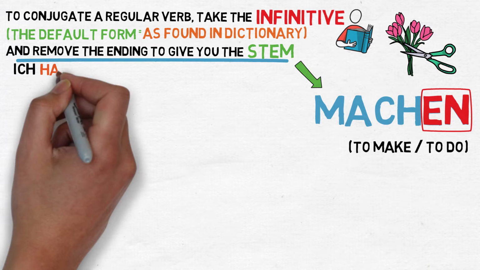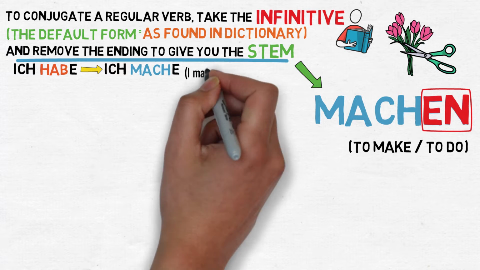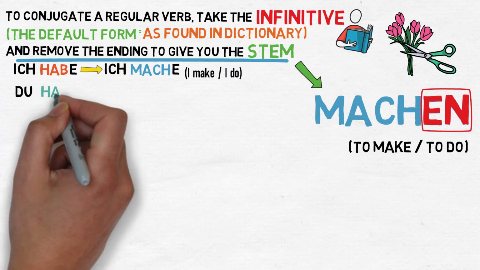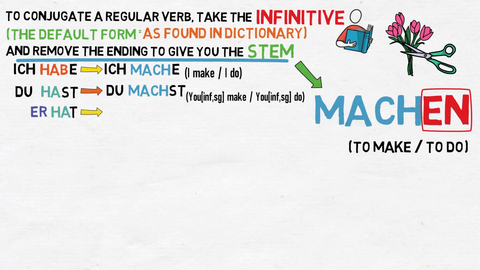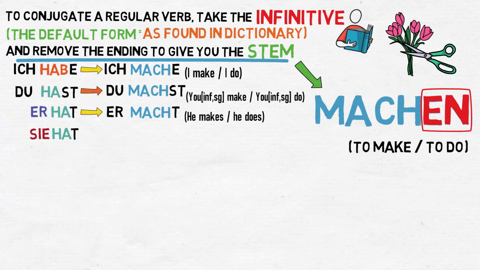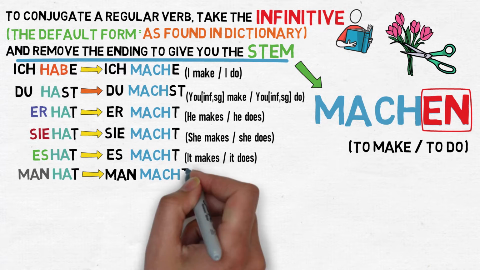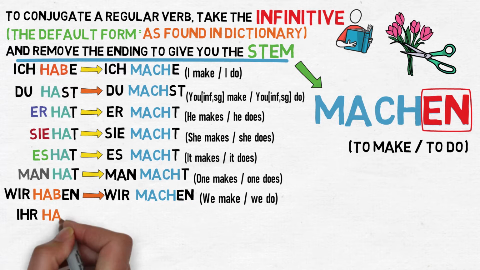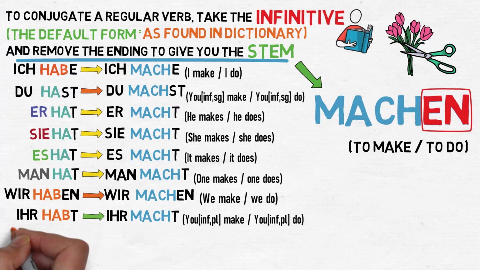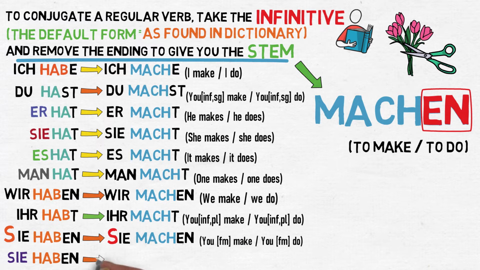For example, ich habe, ich mache, meaning I make or I do. Du hast, du machst. Er hat, er macht. Sie hat, sie macht. Es hat, es macht. Man hat, man macht. Wir haben, wir machen. Ihr habt, ihr macht. Sie haben, sie machen.